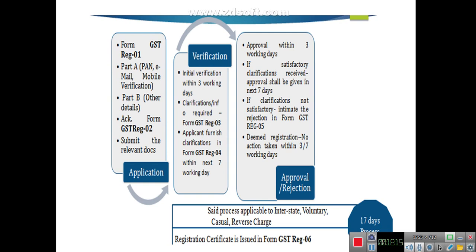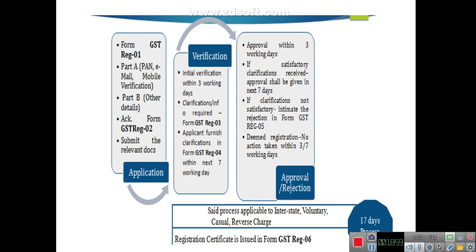Then the application will be verified by the GST authorities. Initial verification will be done within 3 working days. If they need any clarification or information, they will issue a clarification or show cause notice in form GST REG-3. The applicant will furnish the clarification or the information required in form GST REG-4 within 7 working days.